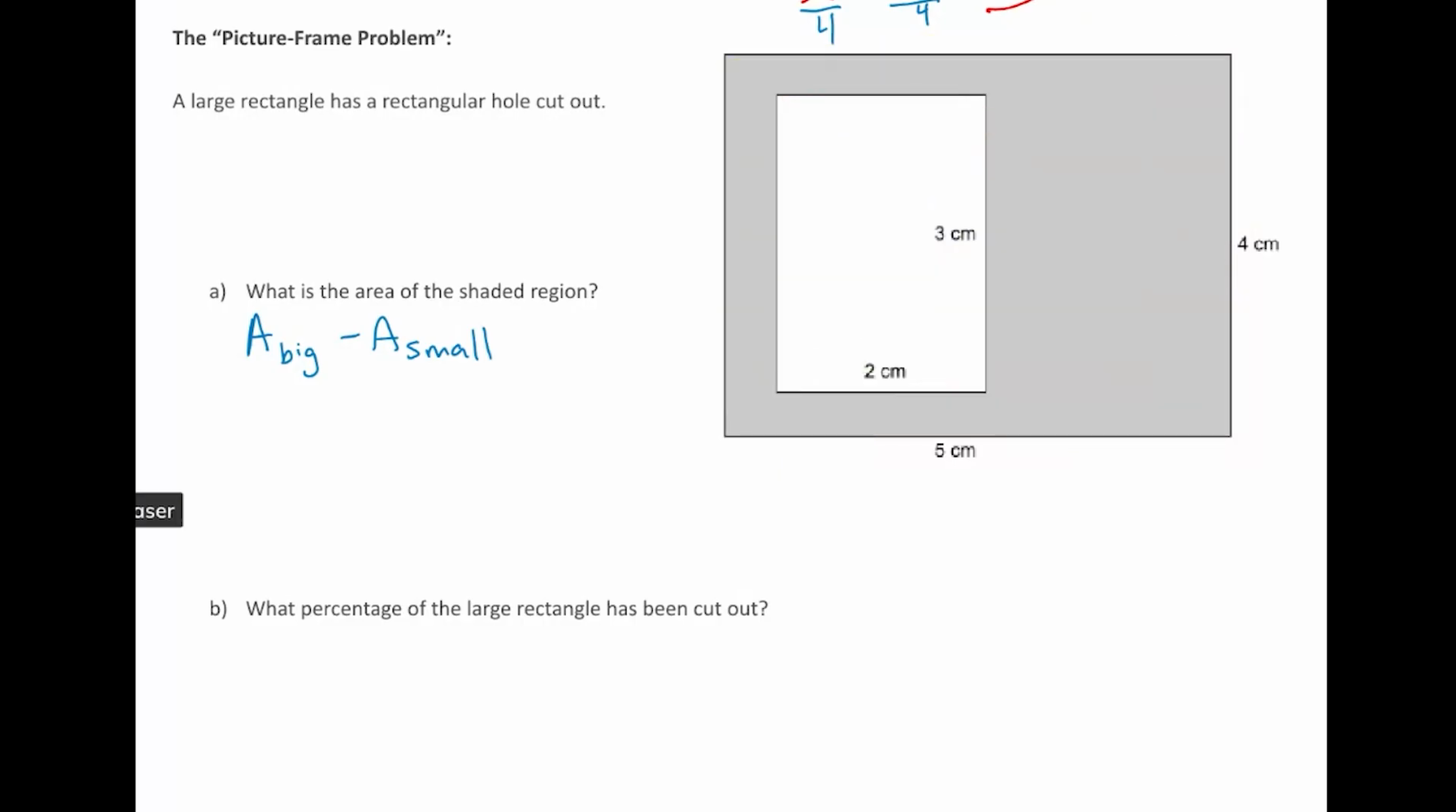This looks a little messy, so I'm going to erase all that. Okay, so the area of the big rectangle is 4 by 5. So we've got 5 times 4 minus the area of the smaller rectangle, which is 2 by 3. And then we can compute it. So 5 times 4 is 20. 2 times 3 is 6. 20 minus 6 is 14. So the area that's shaded is 14 square centimeters.